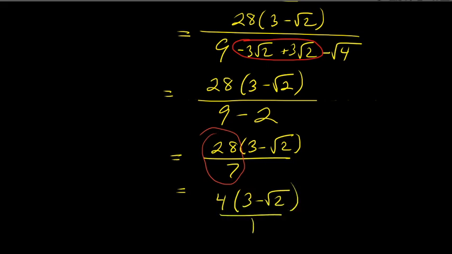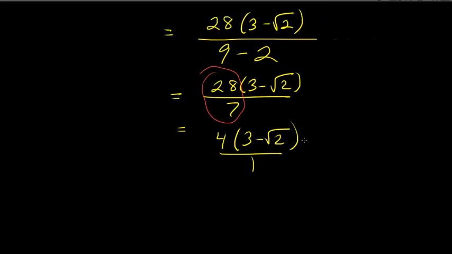Again, you can write over 1 if you like, but it doesn't do anything. It's like 4 divided by 1 is just 4. So you don't need the over 1. And that's it. There's nothing else to do here, because the 3 doesn't have a square root. Even if it did, you can't do 3 minus 2. It's just not going to work.